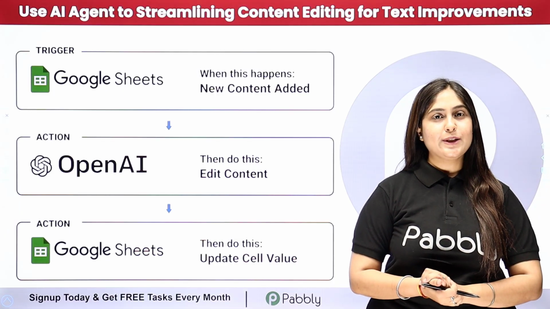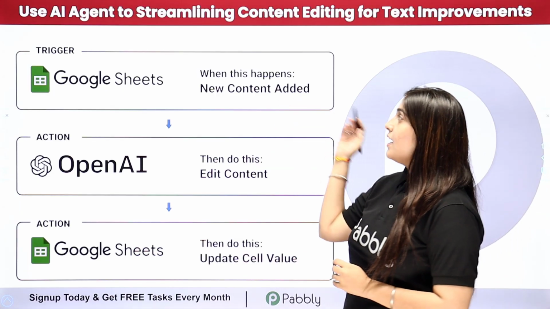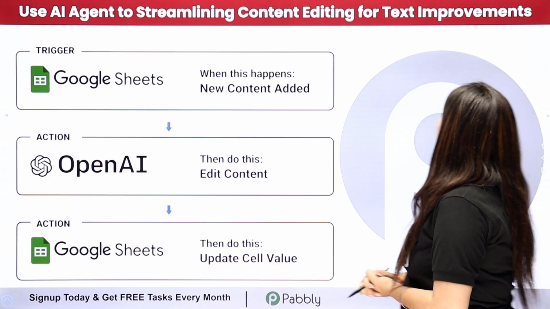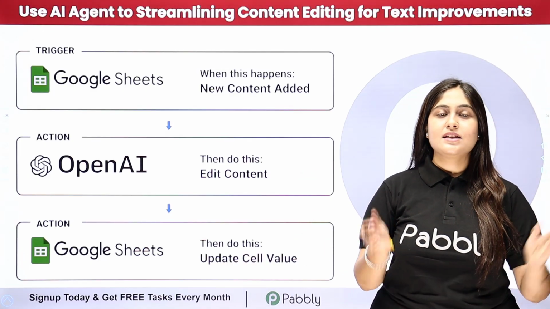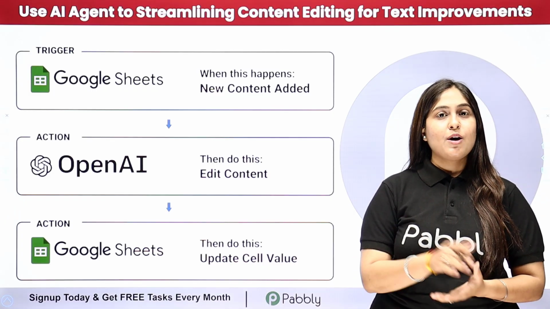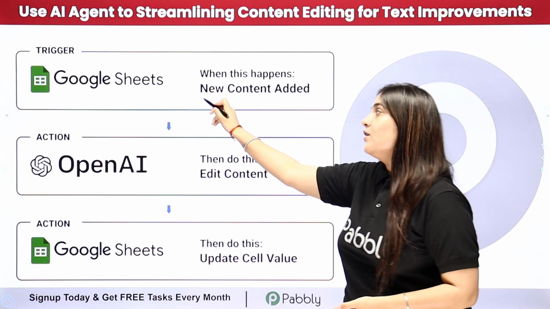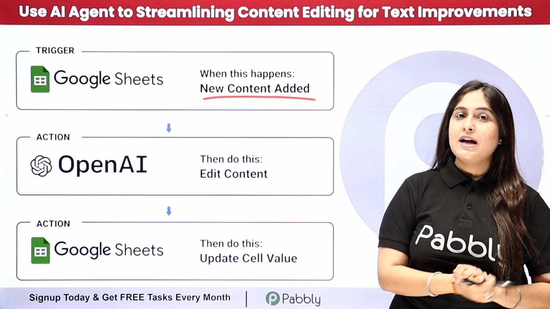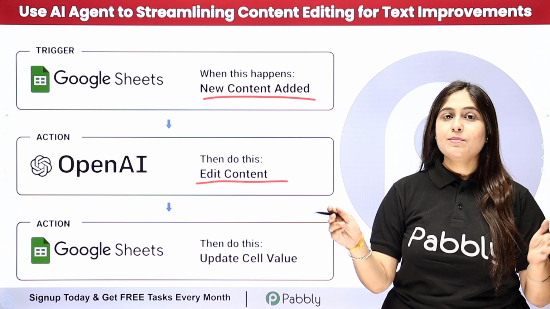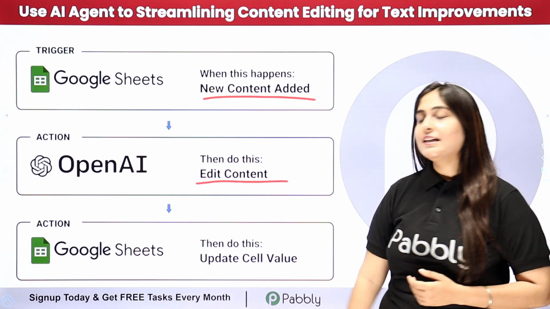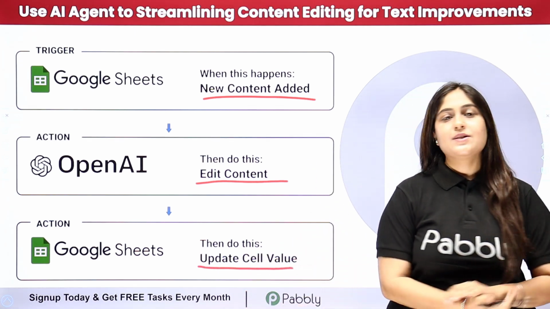In this video we are going to understand how to use an AI agent for streamlining content editing for text improvements. As a content creator, I draft my content in my Google Sheets, and my objective is that when I add new content in my Google Sheets, OpenAI should automatically edit the content, and after editing, that edited content should be added in my Google Sheets under that specific column.